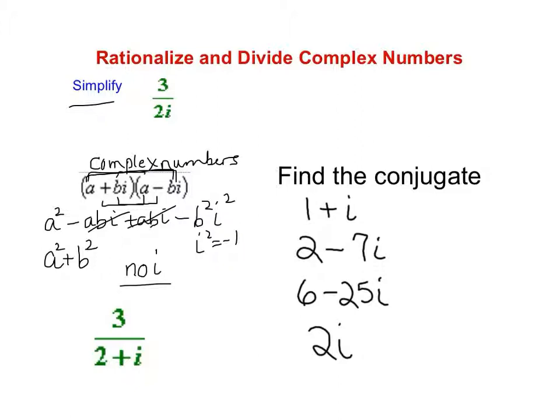So what we're going to do is find the conjugate. So opposites, in other words. And you'll notice that the conjugate of 1 plus i is 1 minus i. And the conjugate of 2 minus 7i would be 2 plus 7i. And 6 plus 25i. And negative 2i.